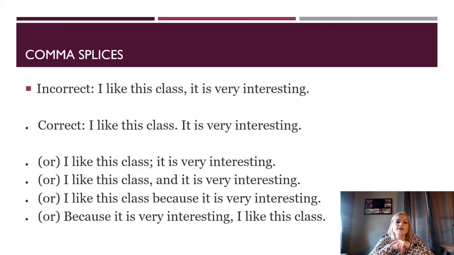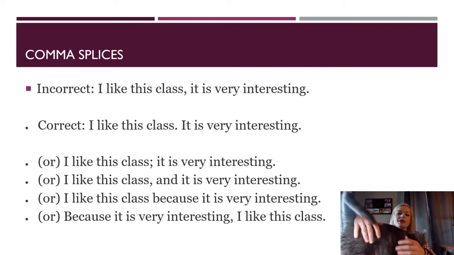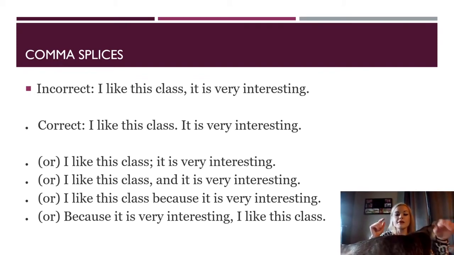So here are some examples of comma splices done correctly. So incorrectly is, I like this class, comma, it is very interesting. The problem is both clauses on either side of that comma could stand alone, right? Those are still complete sentences. So I have to put a conjunction after that comma to make it correct.